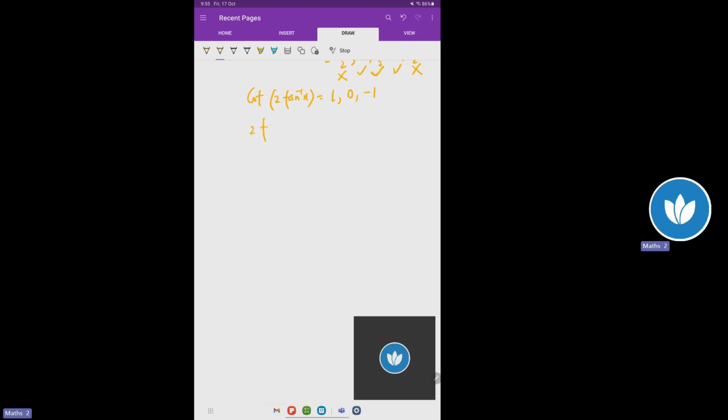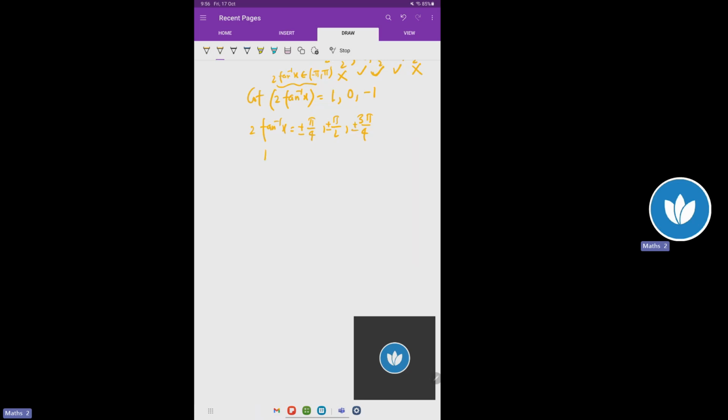So for 2 tan inverse x, if this is 1, then this is pi by 4. Then this is pi by 2 and this is 3 pi by 4. And obviously, 2 tan inverse x can range from where to where? Minus pi to pi actually, because tan inverse range is from minus pi by 2 to pi by 2. So obviously cot can take negative values also.